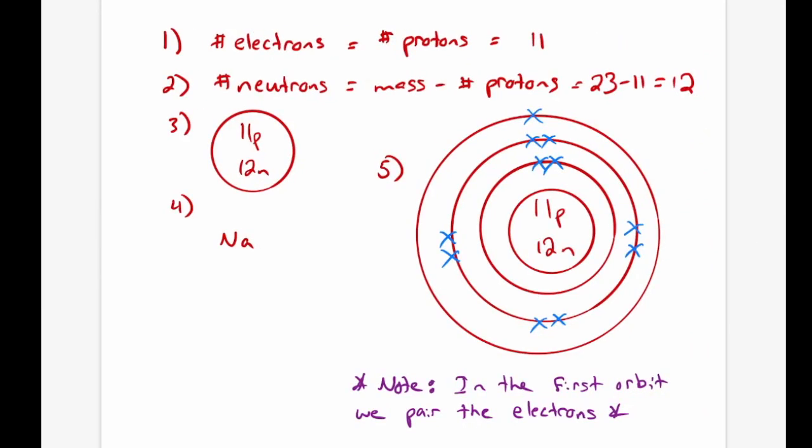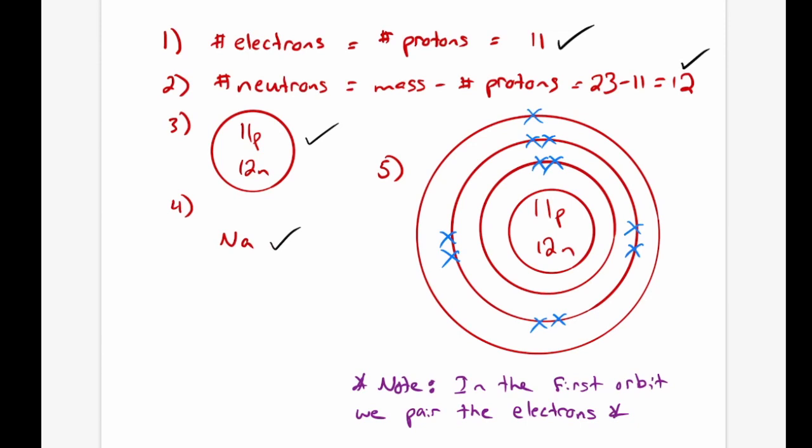So if we take a look at, in this case, it's sodium. Sodium has 11 protons and 12 neutrons. So we figured out the number of electrons. The number of electrons equals the number of protons, so we got that. The number of neutrons was the mass minus the protons, so 23 minus 11 equals 12. We drew our inner circle, so we have 11 protons and 12 neutrons on the interior. We have our symbol, Na, and then number 11, you can see we have our full Bohr-Rutherford diagram.